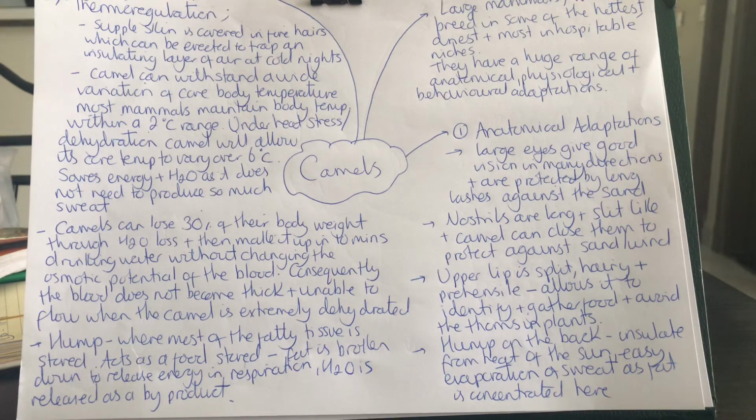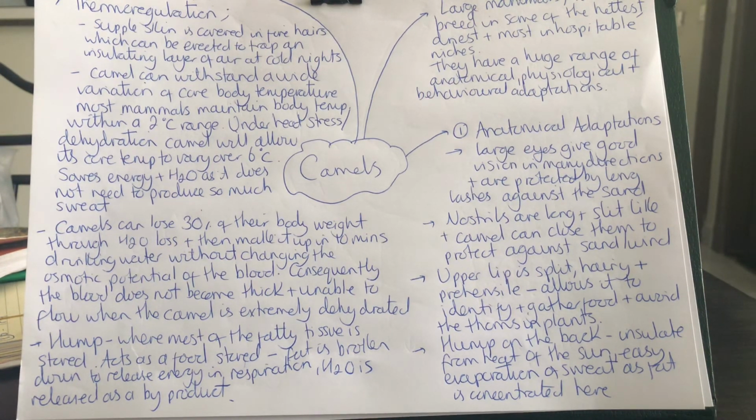And then back to the hump again. This is where most of the fatty tissue is stored, as we've said before. It acts as a food store for them, but it also helps with their water and thermoregulation as well. The fat is broken down to release energy in respiration. So in times of low food, that hump is going to be broken down in cellular respiration. But as you guys know, water is released as a byproduct from cellular respiration. So that can help with temperature control as well as water.